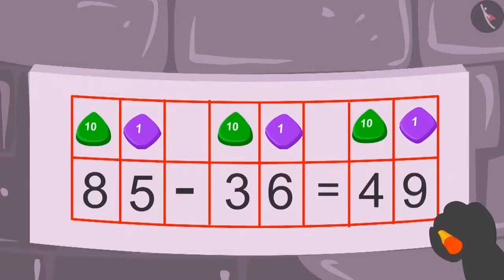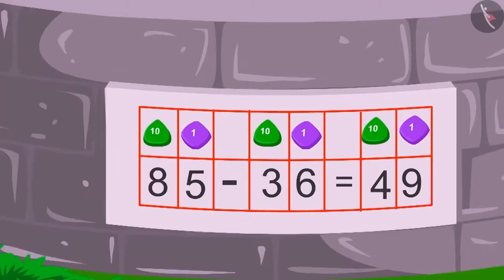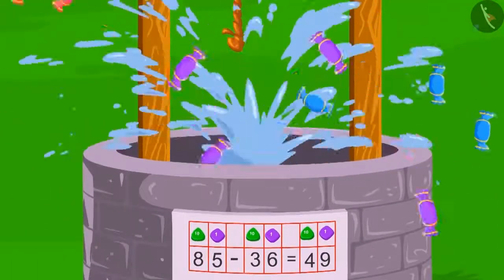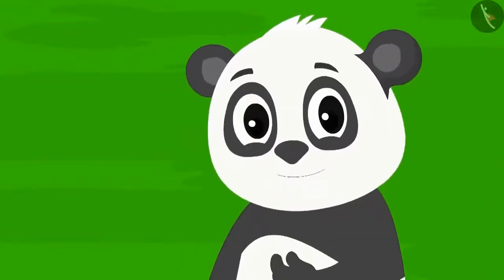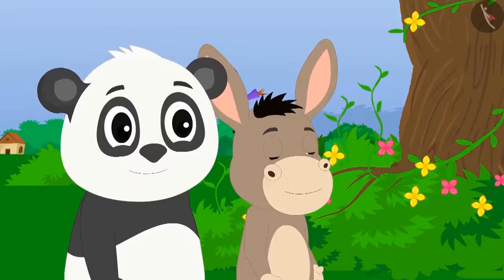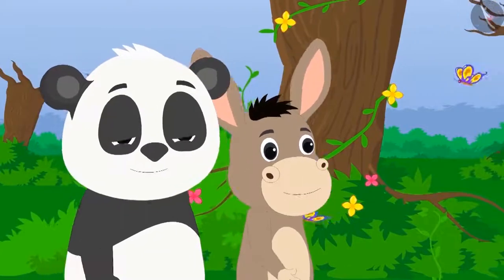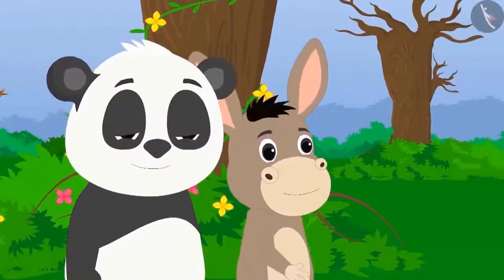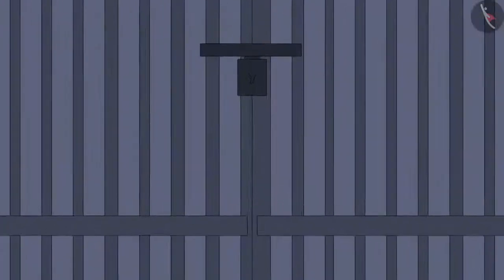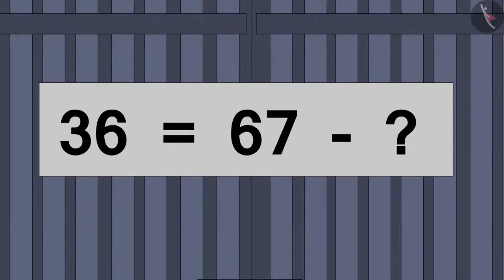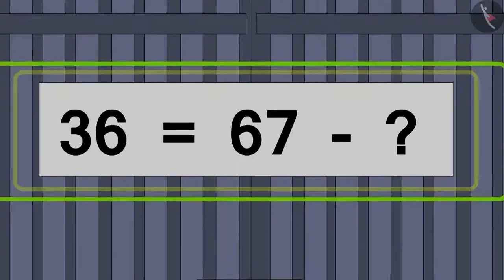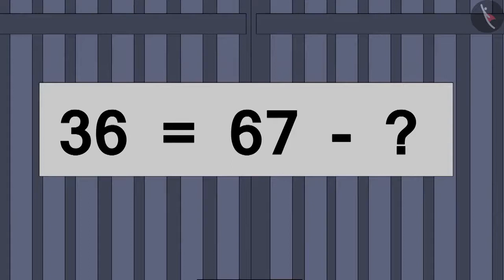Golu erased the wrong answer and wrote this correct answer on the well. As soon as Golu wrote the correct answer, a whole lot of toffees flowed out of the well. Golu ate a lot of toffees. Now Golu and Bhola were tired. They wanted to go home. But the exit gate was closed and there was a puzzle written on it. Can this puzzle be solved in an easy way?